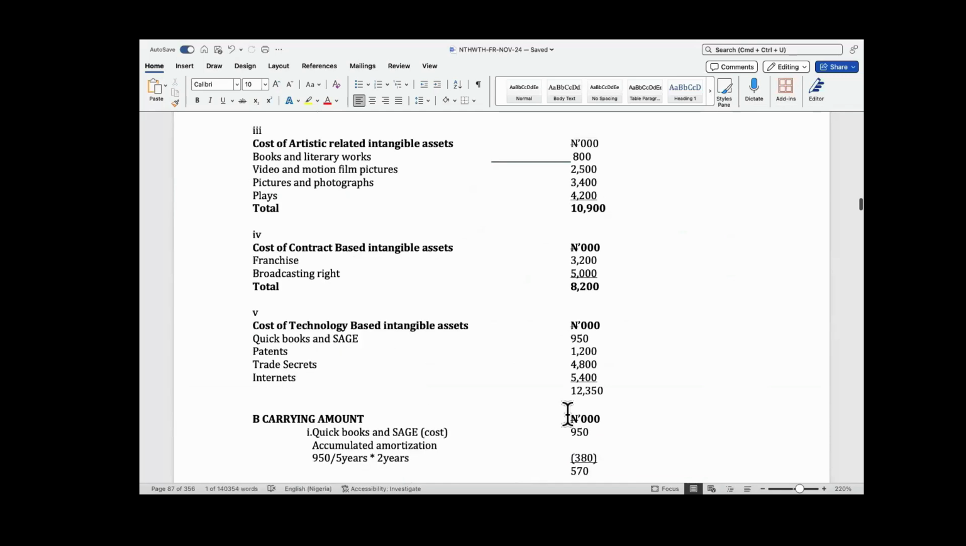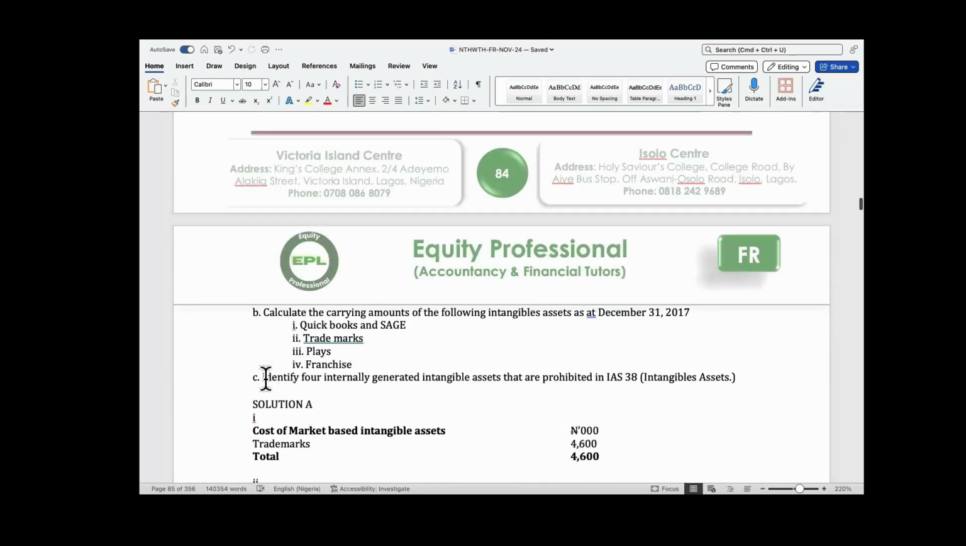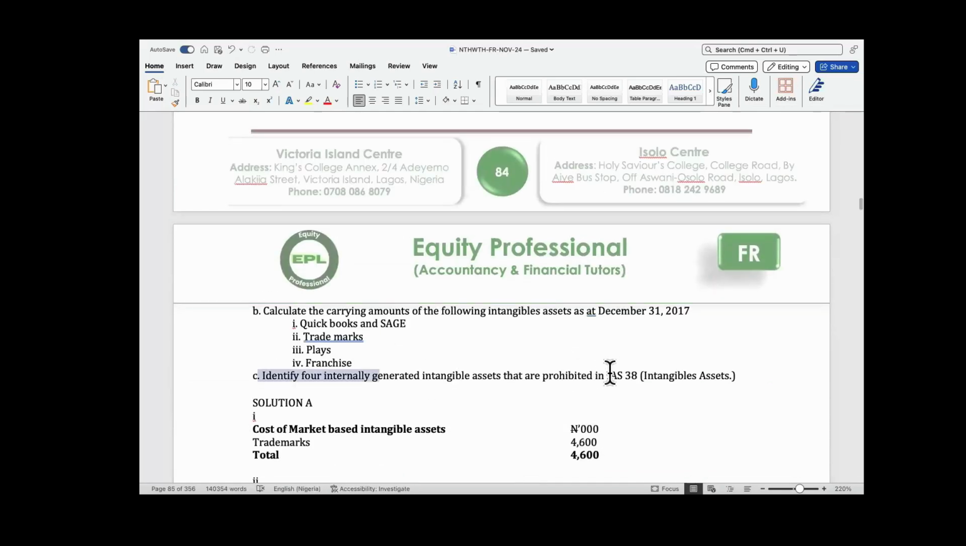Finally, they say we should identify 4 internally generated intangible assets that are prohibited in IAS 38. I think we have mentioned that in this class. What are the examples I gave you? Goodwill, yes, that's one. We need 4. Brand name, that's 2. Staff training, that's correct.